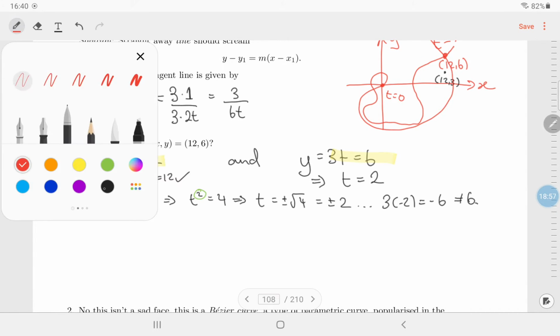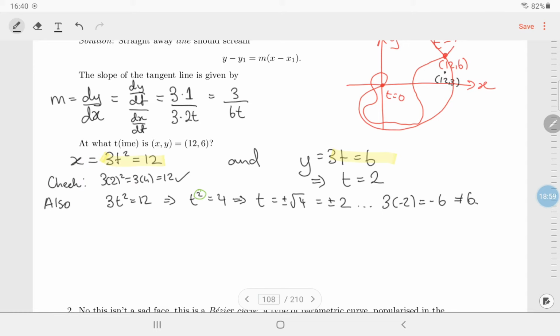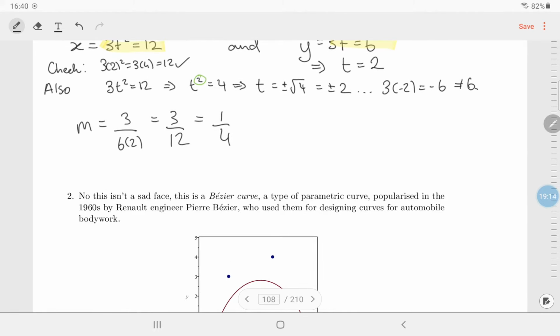So anyway, we found that the time that it reached this point is 2. So all we have to do is put t equal to 2 into the slope. So it's 3 over 6 times 2, which is 3 over 12, which is equal to 1/4. Done. Okay, so that's one example done.